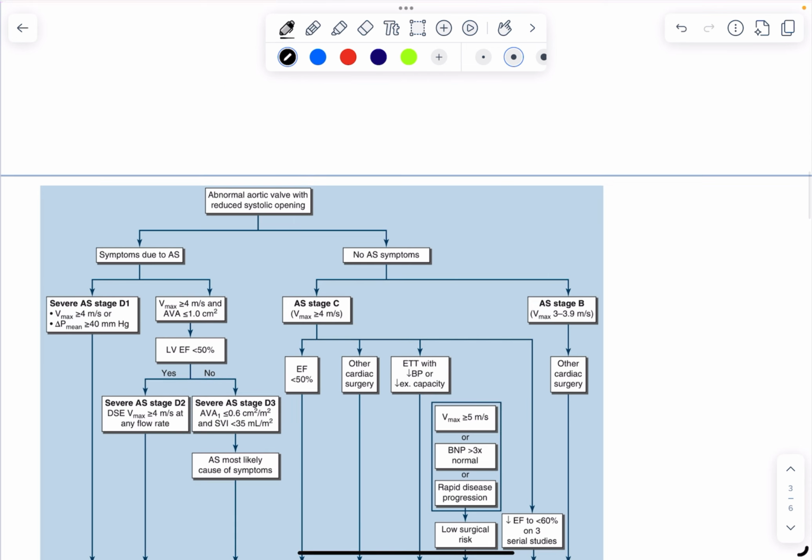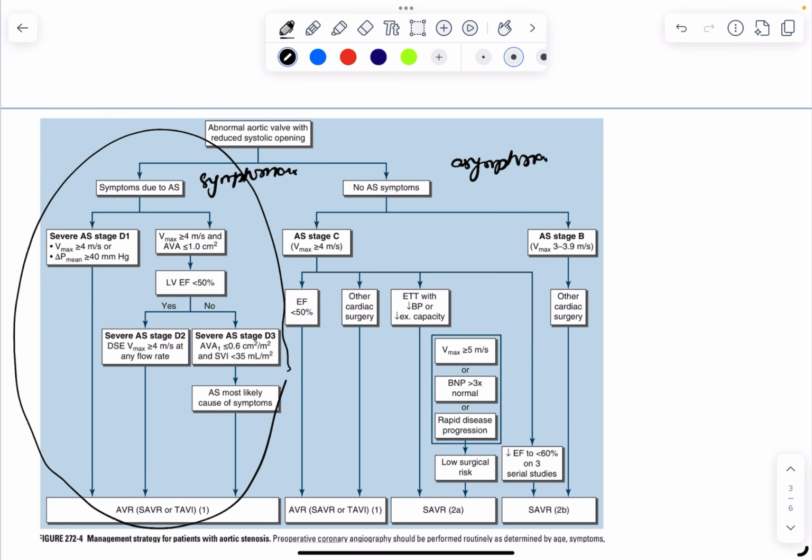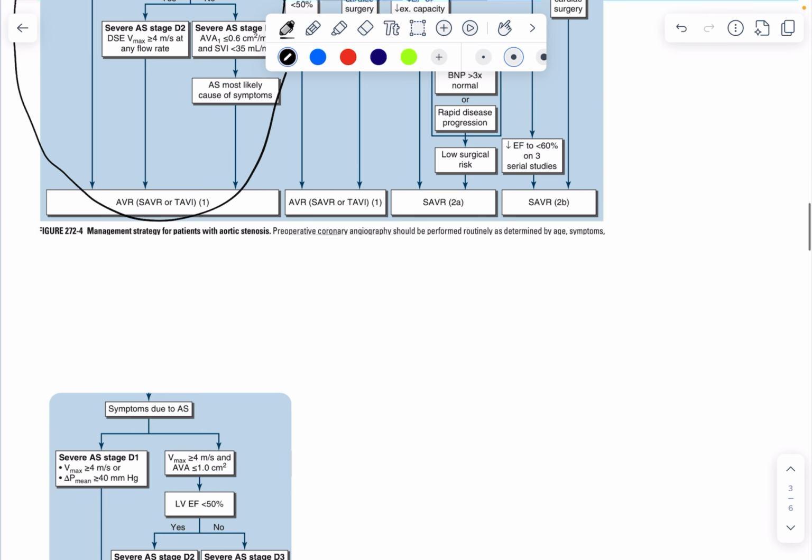Now coming to the treatment part. You can divide the treatment into two: is the patient symptomatic or asymptomatic? If the patient is symptomatic, then we will follow this algorithm. If not, then we will follow the algorithm on the right side. So let's see the algorithm for the symptomatic aortic stenosis patient.